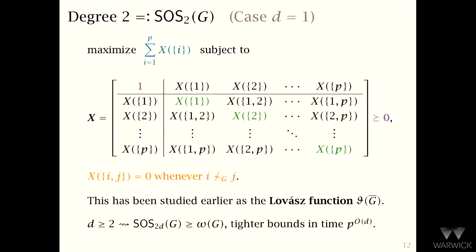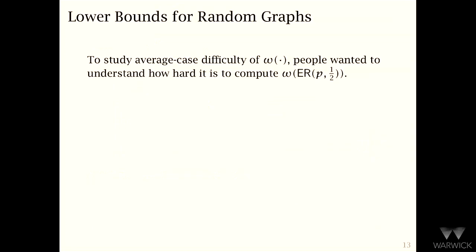But as you increase the degree beyond that, you get stronger and stronger relaxations in exchange for paying more and more in runtime. And so you can view these as generalizations of the theta function, if you want, for the special case of clique.